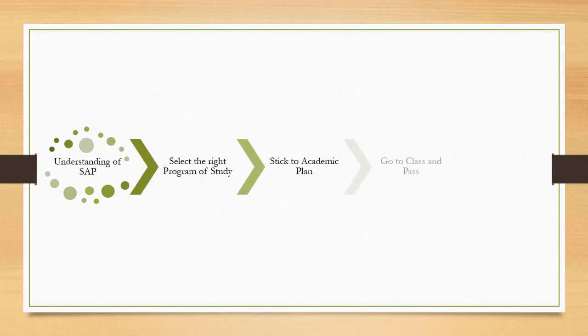So now you have a better understanding of satisfactory academic progress. Our goal in providing you this information is to help you better understand the importance of maintaining your financial aid SAP status. You can now see why it is important to select the right program of study, to work with your academic advisor to always sign up for the correct courses, and to do your best in classes.